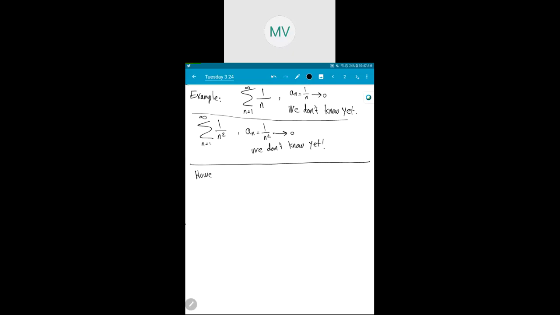However, later we'll see that sum of 1 over n, n from 1 to infinity, diverges. And interestingly, 1 over n squared, n from 1 to infinity, converges.